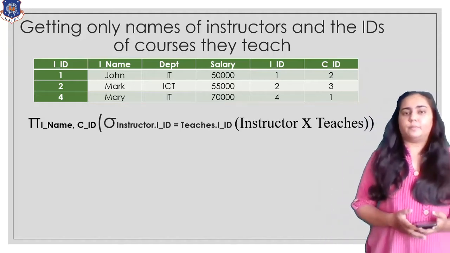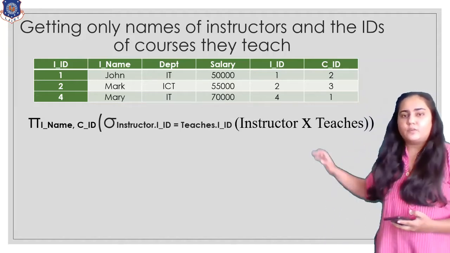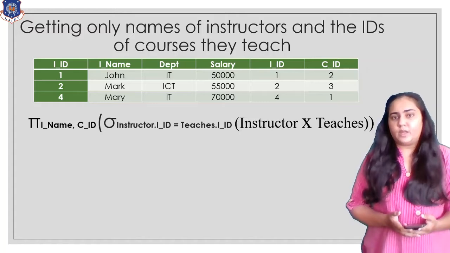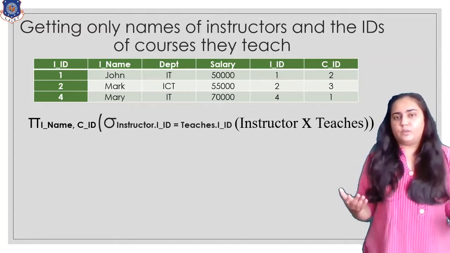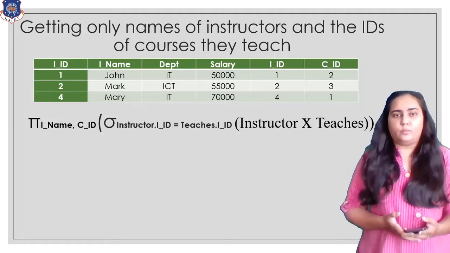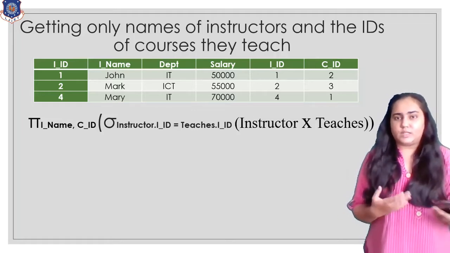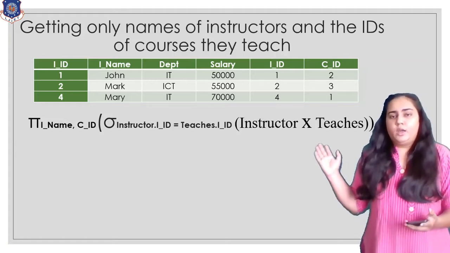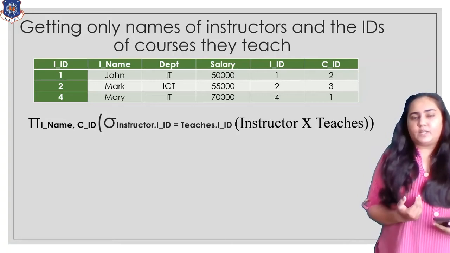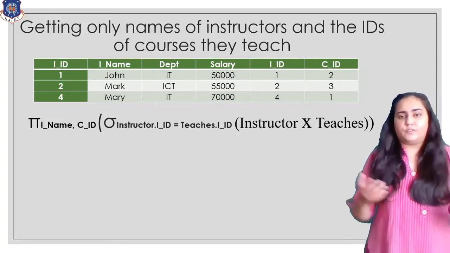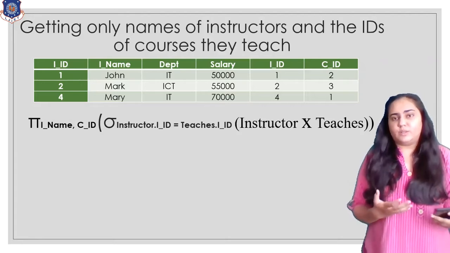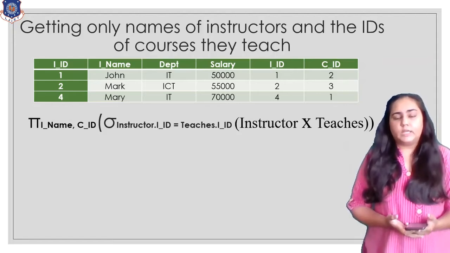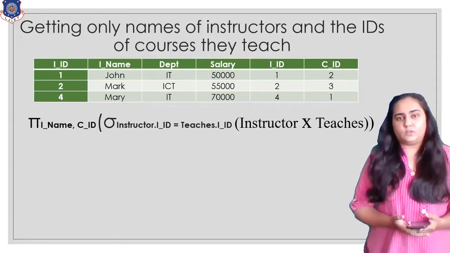And in this query, you can notice how I have written the name of the table and then the name of the column in mentioning the condition. The reason for this is because both the column names are same. Both are I underscore ID. So I cannot write I underscore ID equal to I underscore ID. That would be ambiguous. So I have to write the name of the table that I'm referring to out of these two tables, the combination of these two. And so I have written instructor.I underscore ID equal to teachers.I underscore ID.